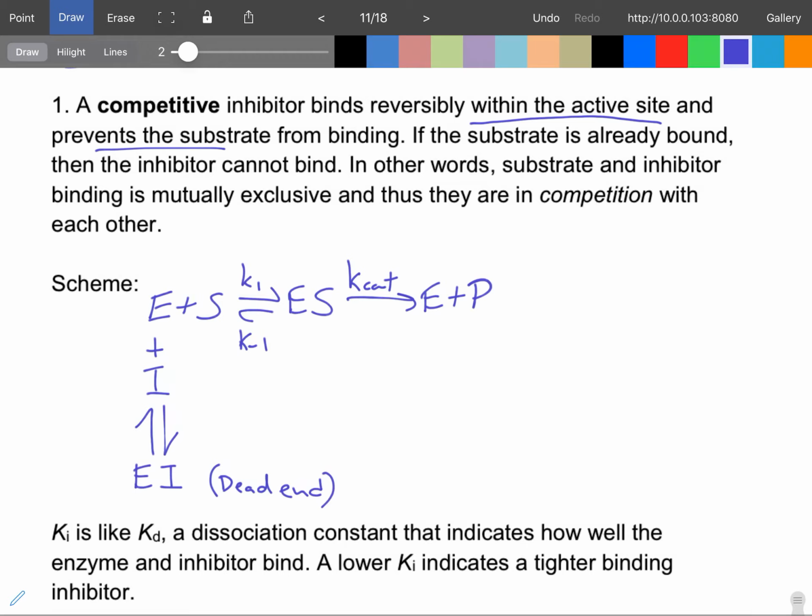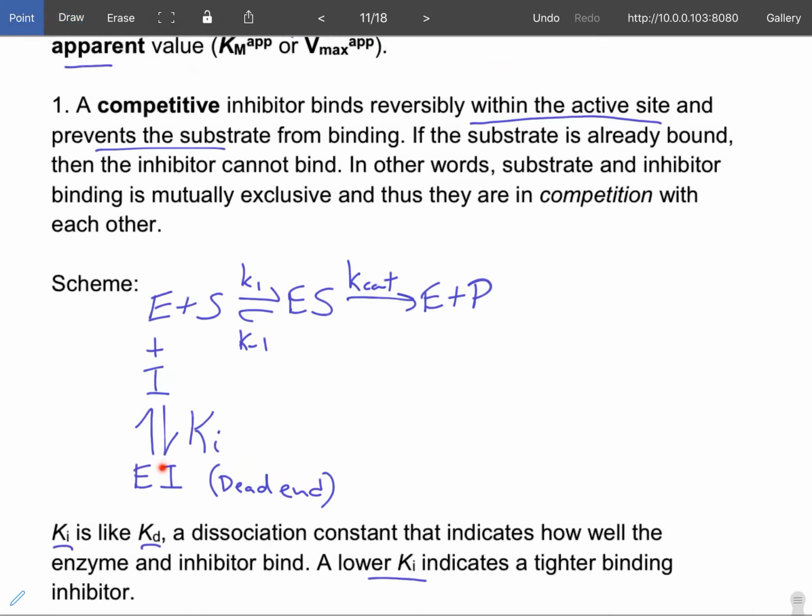Nothing can happen to the enzyme with the inhibitor bound because it's blocking the site where the chemistry is supposed to take place. The only thing that can happen is the inhibitor can unbind, and the substrate could then subsequently bind. Notice there is this equilibrium here, and we're going to label it Ki. Ki is exactly the same thing as Kd was before. It's a true dissociation constant, and it tells us how well the enzyme and inhibitor bind. A lower Ki indicates a tighter binding inhibitor. A low Ki value indicates that the equilibrium favors the formation of the enzyme inhibitor complex.